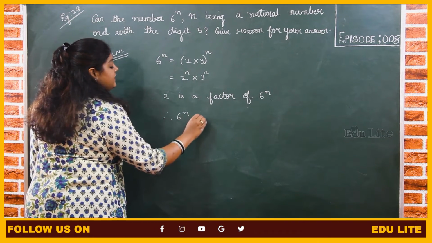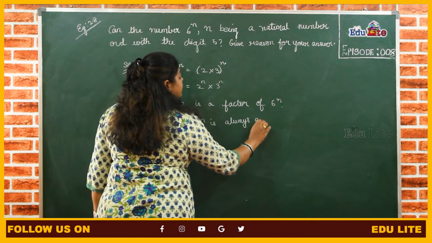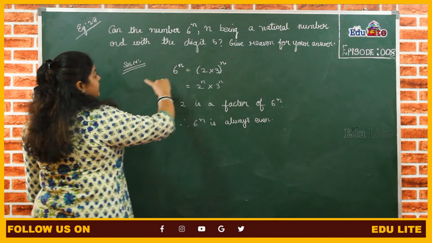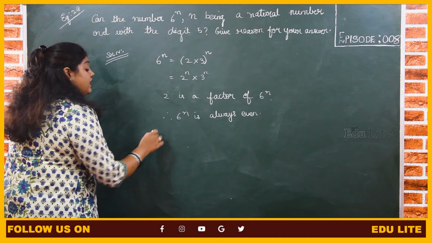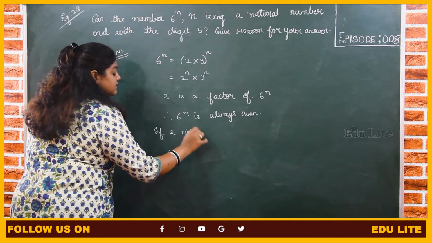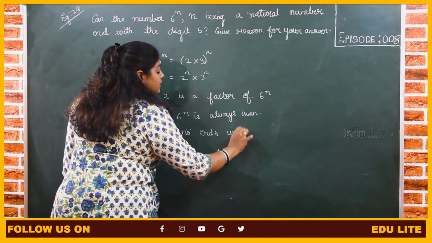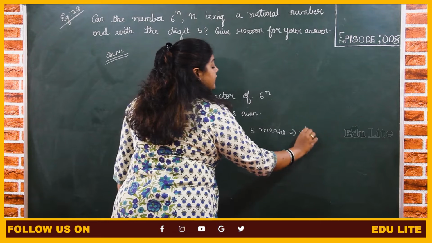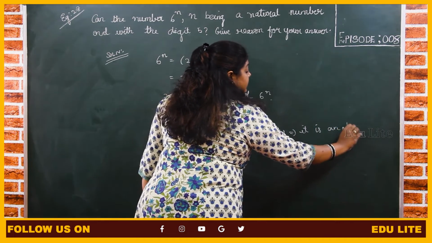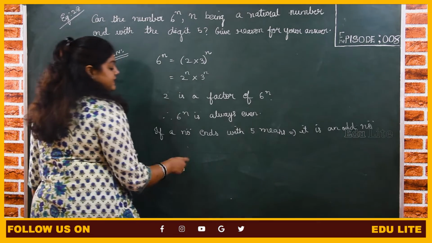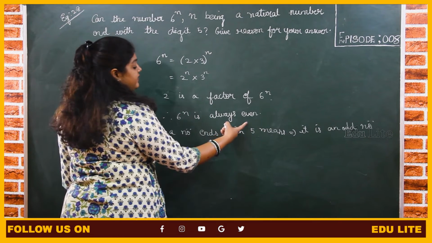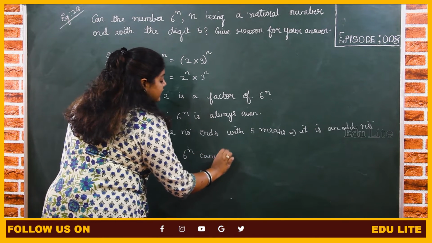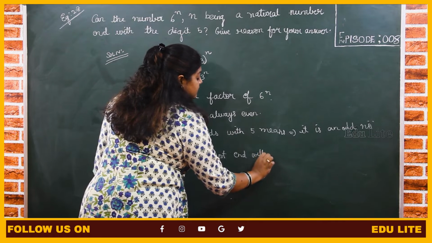Therefore, 6 power n is always even. It has an even factor. Therefore, 6 power n is always even. Whereas, what we have to check is whether 6 power n can end with 5. If a number ends with 5, what does it mean? It is an odd number. If a number ends with 5, then we call that number an odd number. Whereas 6 power n is always even according to our factorization. Therefore, 6 power n cannot end with the digit 5.